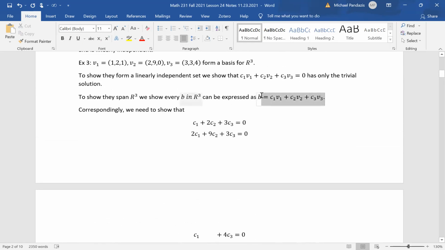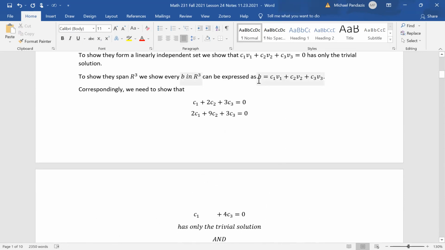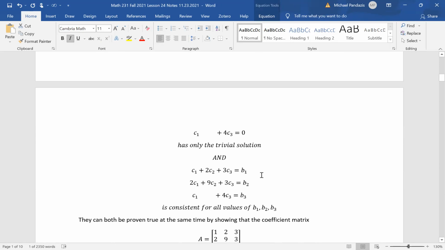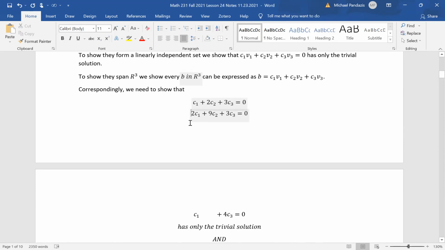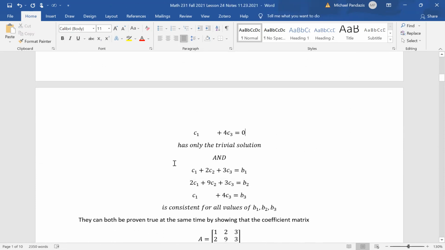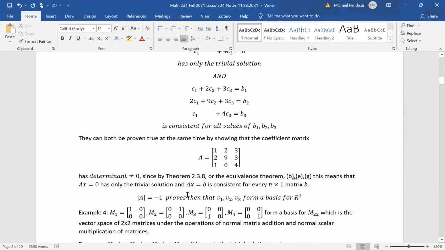Because to show that there are c1, c2, and c3s where this equation holds is equivalent to saying that this linear system has at least one solution for all the b1, b2, and b3s you could put there. Okay, so in order to show these two statements, or to show that this has only a trivial solution, and this is consistent for all values b1, b2, and b3, they can both be proven at the same time by showing that the coefficient matrix A of this linear system has determinant non-zero.